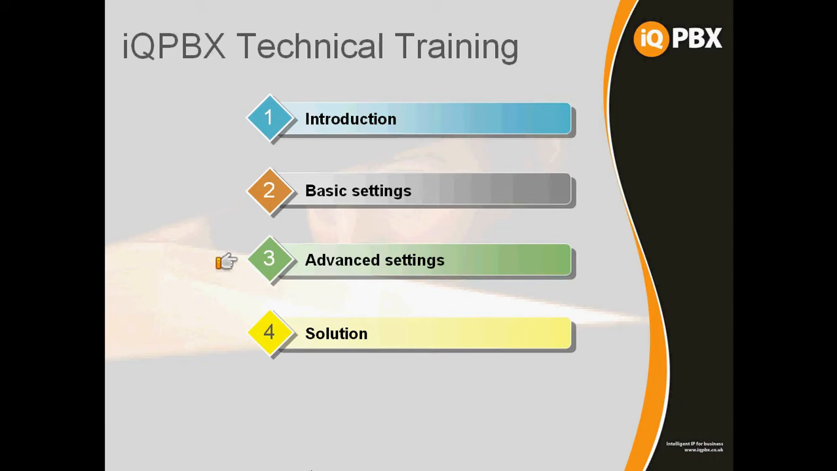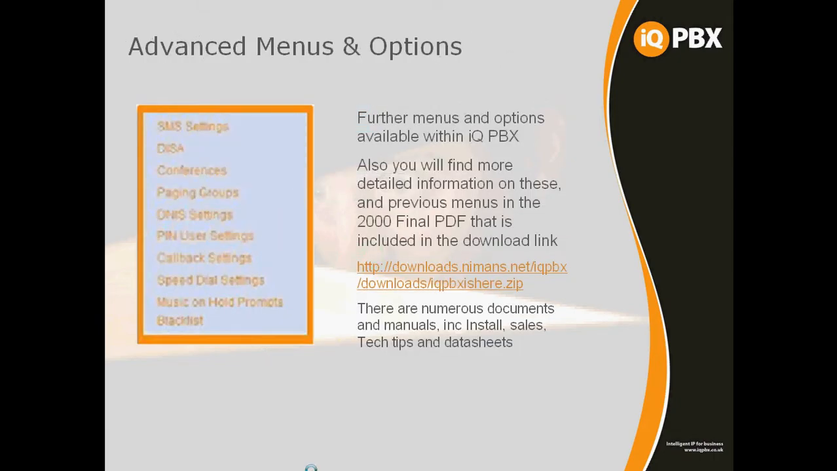So looking at the menus that we'll be examining, we'll be looking at SMS settings, DISA, conferences, paging, DNIS, PIN user settings, callback, speed dial, music on hold. I know we've touched on music on hold, but I'll just have a quick look at that again for you, and blacklist.